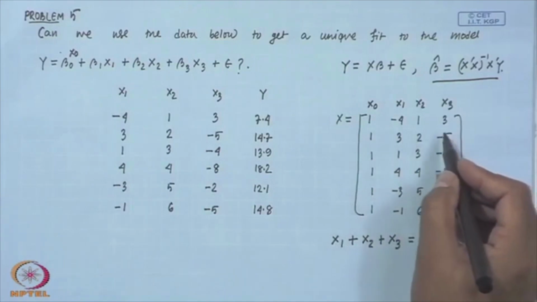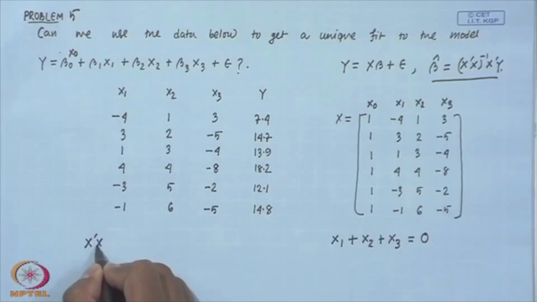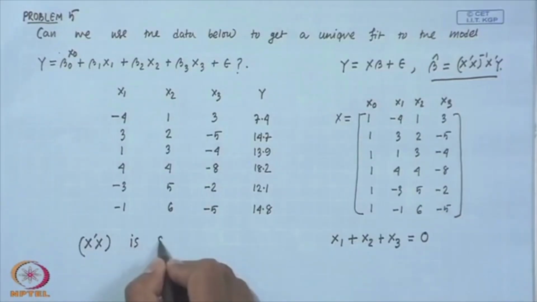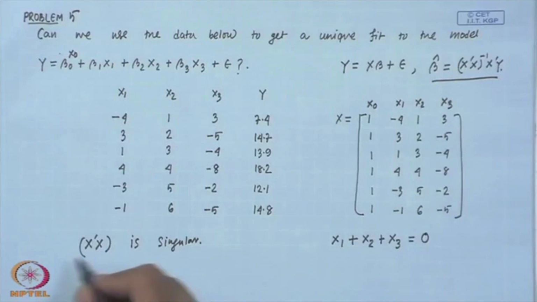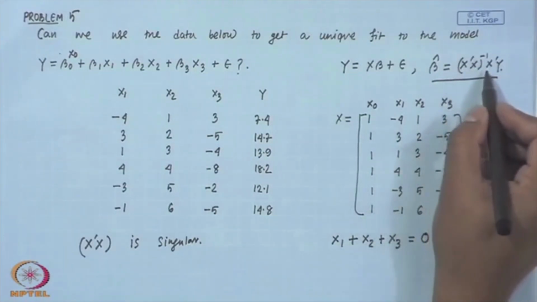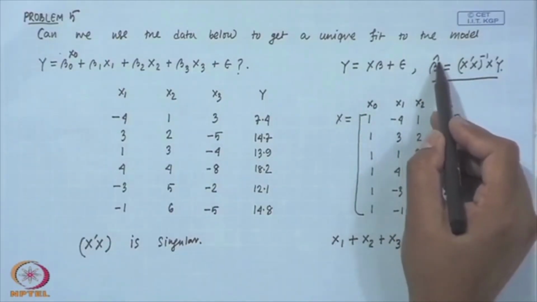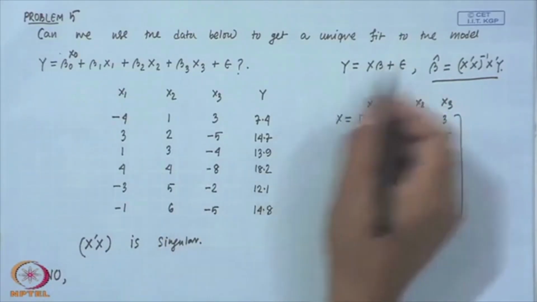That means the columns of this matrix are not independent, which implies that x prime x is singular, right. And if it is singular, the determinant of x prime x is going to be 0. So, you can't compute the inverse of this x prime x matrix. That is why you can't compute the beta uniquely here. Okay. So, the ultimate answer to this question is no. We can't use the data below to get a unique fit to this model.